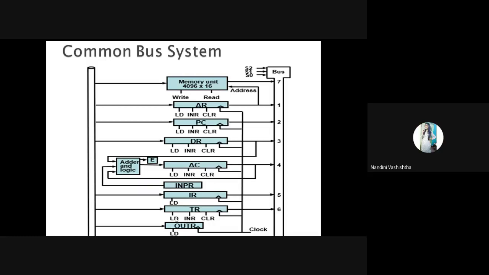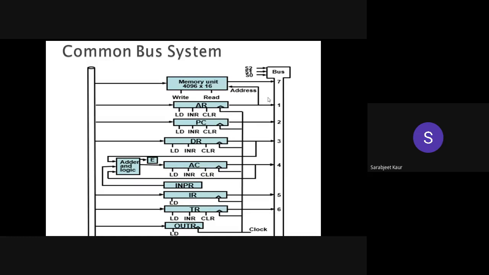Now the only thing that is left is that if I want to place the contents of some register onto the bus, how to do it? There is no control input for that. You can see that, right? So how to do it? We use these selection lines for this purpose.